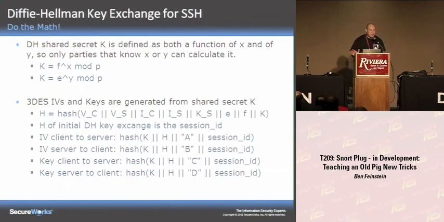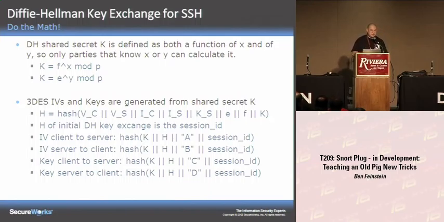All the security of this relies on the fact that it's computationally infeasible to brute force the discrete logarithm and solve for X and Y. Now, the shared secret K is defined as a function of F^X mod P and E^Y mod P. So in that sense, both parties can calculate their shared secret K, but no eavesdropper, unless they knew the X and Y values, could ever figure out what K is.